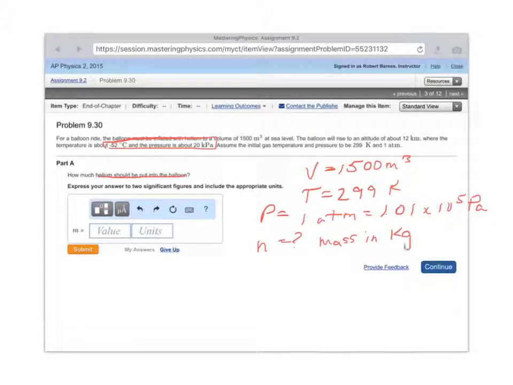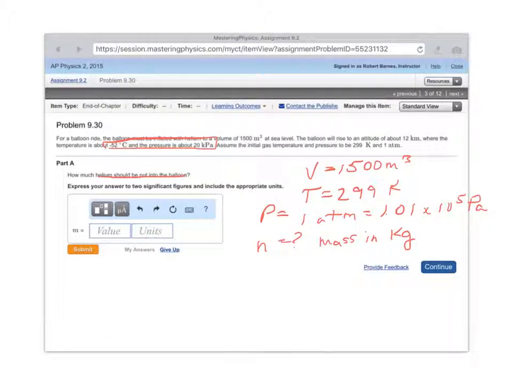So we'll find out how many moles, and knowing what the molar mass of helium is, we'll figure out a number in kilograms. That volume, or that amount of helium, isn't going to change at the higher altitude. So that's kind of a distractor that they gave you all this information at the higher altitude.